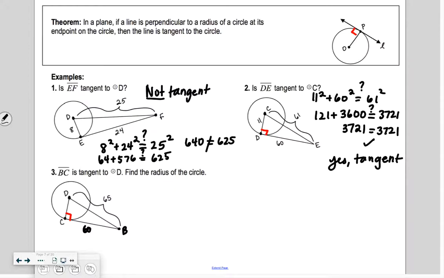Now I want to find the radius. Where's the radius? I could draw the radius wherever I want, here, here, or here. Where do I want to draw my radius, though? It would be DC. You want to draw right there. That's R. Are we able to find R? Yeah. So we set up our Pythagorean theorem: R squared plus 60 squared equals 65 squared. And we solve it out.